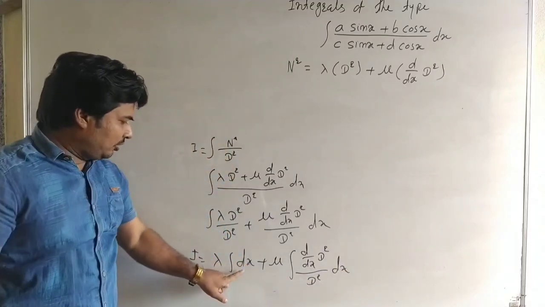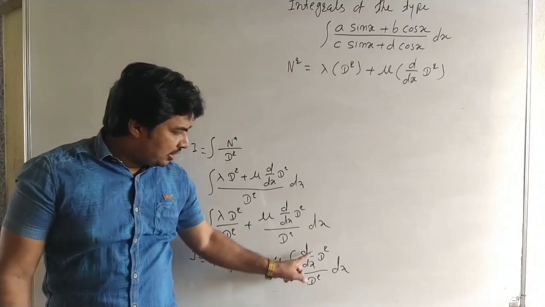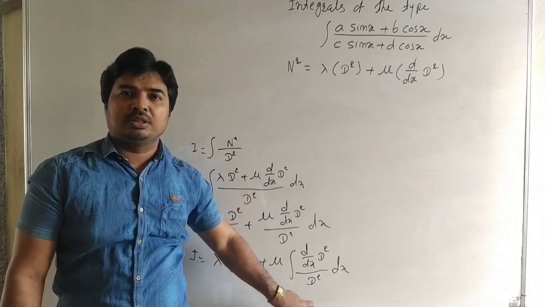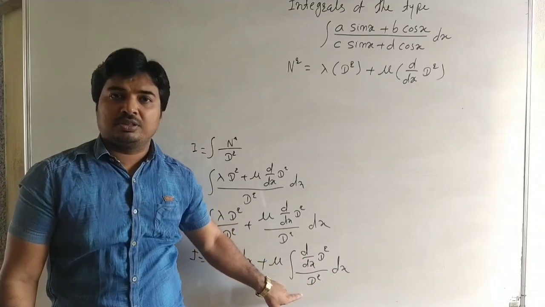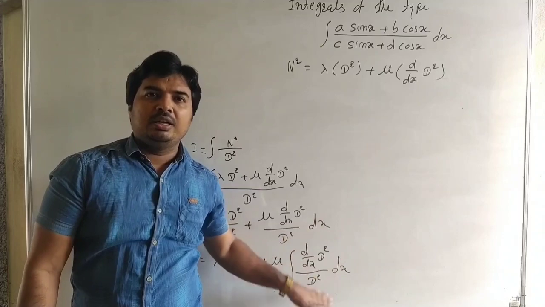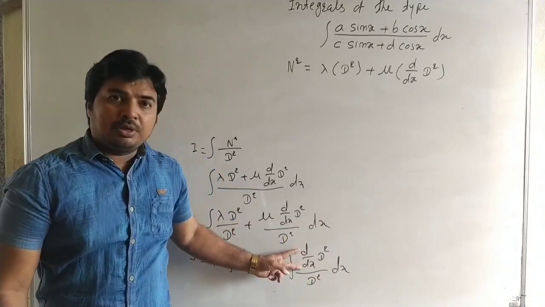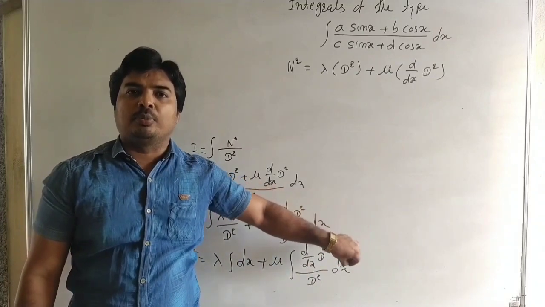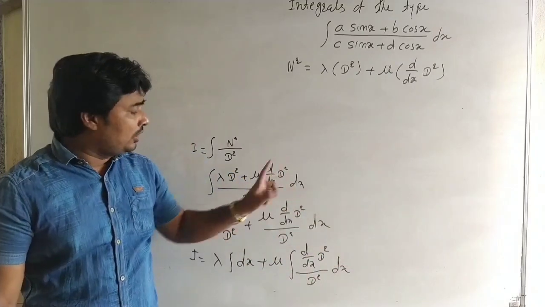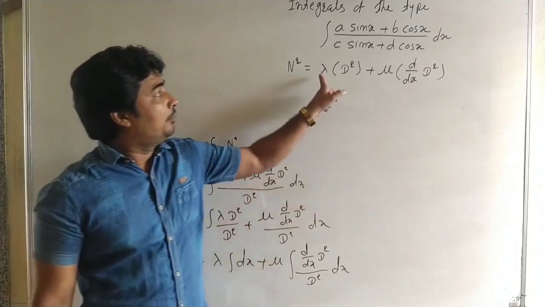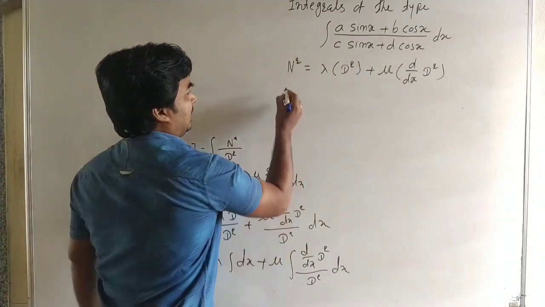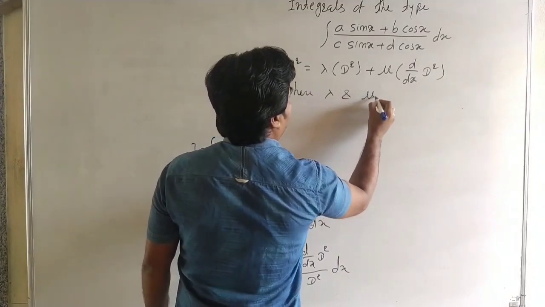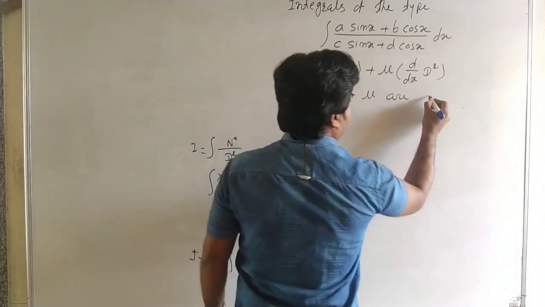The integral of dx is x, we know that. And derivative of denominator upon denominator means the numerator contains the derivative and the denominator contains the function, that is f dash of x upon f of x. The integral of that is log of f of x, that means log of denominator. We only need to find the values of lambda and mu, and lambda and mu are scalars.